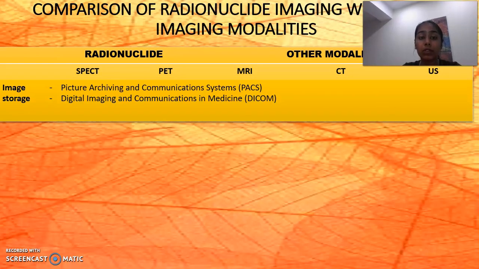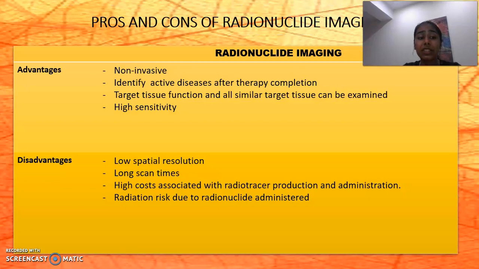The image storage for radionuclide imaging and other modalities would be picture archiving and communication systems, PACS, and digital imaging and communications in medicine, DICOM. The advantages of radionuclide imaging are that it is non-invasive, identifies active disease after therapy completion, targets tissue function, similar target tissue can be examined, and has high sensitivity. The disadvantages are low spatial resolution, long scan times, high costs associated with radiotracer production and administration, and radiation risk due to the administration of radionuclides.